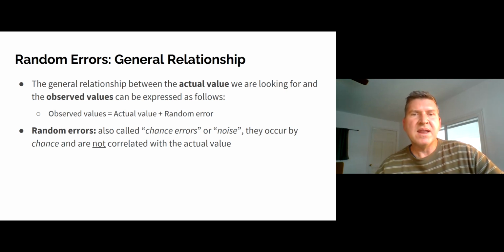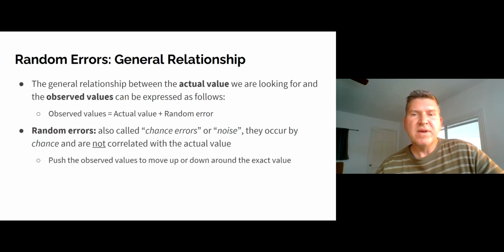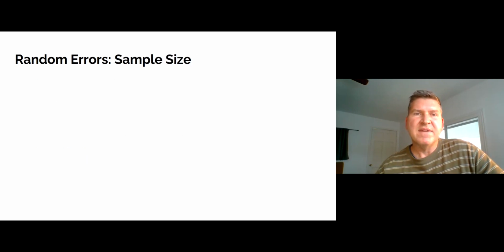Notice that there's not an additional time that's consistent in that error, meaning we expect 50 words per minute, but they weren't consistently above and below that, like by 3 words per minute above and 3 below. It was a random amount that was added or subtracted from that 50 words per minute that we had as the average. We push the observed values to move up or down around the exact values.